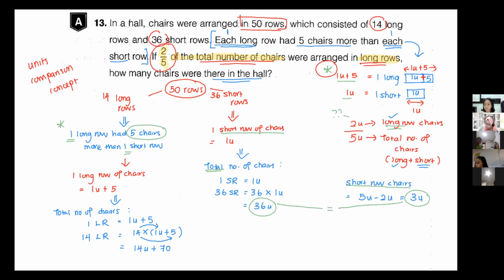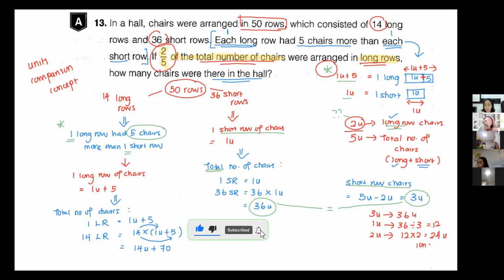How do I do that? Let me use a different color. So 3 units is 36. 1 unit is 36 divided by 3, which equals 12. And my long row is 2 units, right? This is what I want, 2 units there. 2 units is 12 times 2, which equals 24 units, because all this is in units. So I know that this is my long row chairs. So my long row chairs are now 24 units.